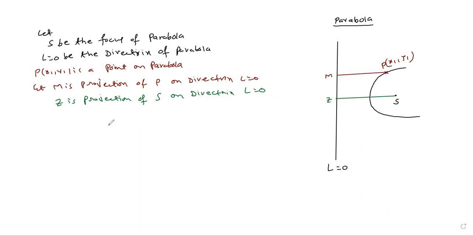Now draw another projection, or take a projection from P to SZ. That is N. So now look at the diagram. Draw a perpendicular from this P onto SZ. The point where it lands, we call this point N. Then N is the projection of P on SZ.